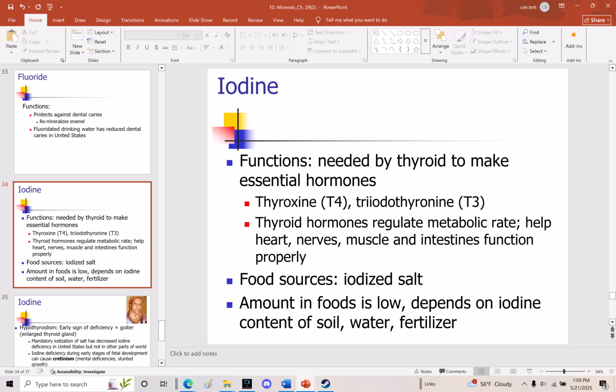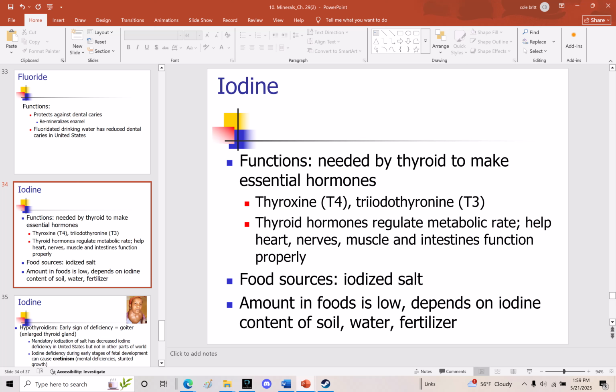Iodine. Iodine needed for thyroid hormones. I don't even care if you remember these guys, thyroxine and triiodothyronine, T4 and T3. I don't even care if you remember these names. Just remember thyroid hormones require iodine.